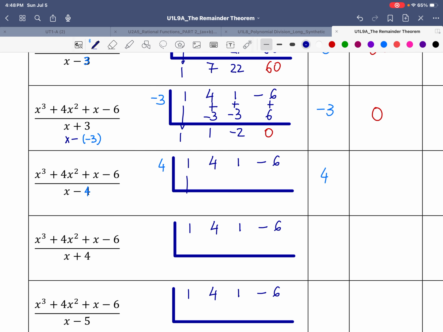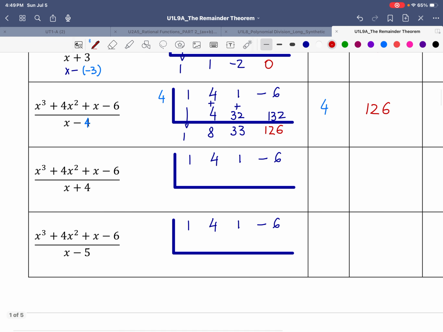Start the division again. 1. 1 times 4, 4. 4 plus 4, 8. 8 times 4, 32. 32 plus 1, 33. 33 times 4 is 132. 132 minus 6, 126. 126 is the remainder. Next, we're almost done.